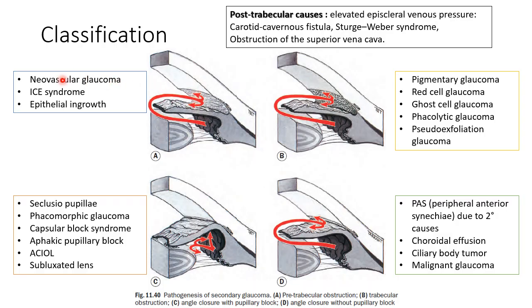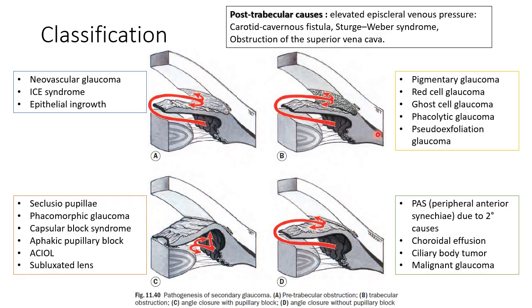That includes neovascular glaucoma. Now, in neovascular glaucoma, there are blood vessels growing here, which sort of pull over the trabecular meshwork because of fibrosis, ICE syndrome, and epithelial ingrowths. We'll be talking about each of these in the subsequent slides. So, pre-trabecular causes means that some sort of membrane or fibrotic growth is growing over the trabecular meshwork and blocking it, or pulling over the trabecular meshwork and closing the angle.